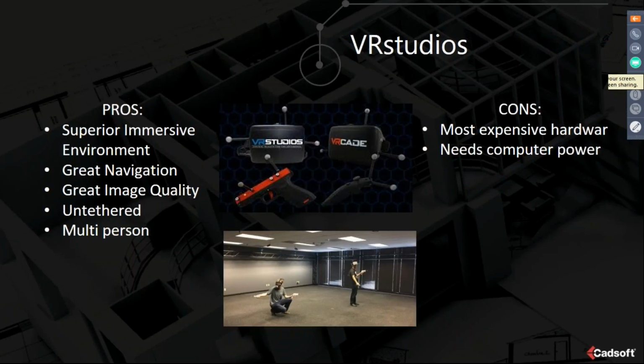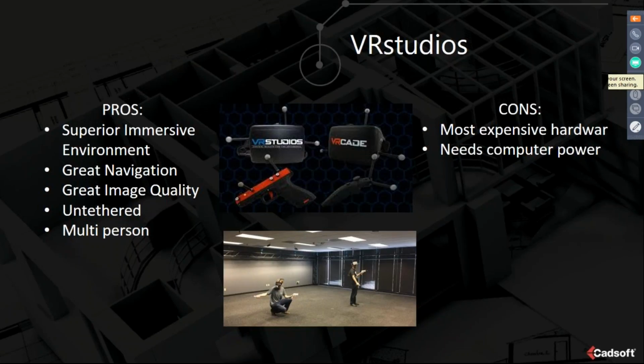There is another even higher end VR equipment available called VRstudios. The pros: it is superior in its immersive environment. You feel like you're right there. It's got really good navigation. It's got great image quality. It's untethered, as you can see in this picture below here. People are standing up, walking around, moving and walking throughout the space.